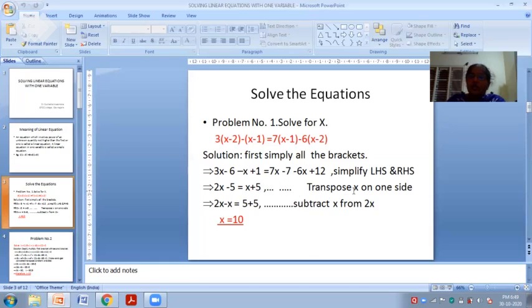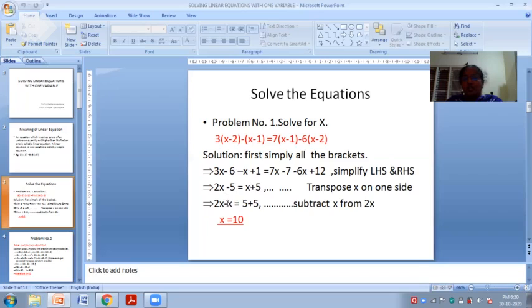Next, transpose x on one side. That means after simplifying this, now we have to find out the value of x. That is why we transpose all the x on one side and all the constants on the other side. How many x are there? 2x. And then here 1x.